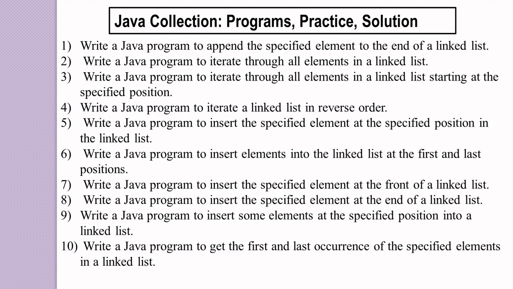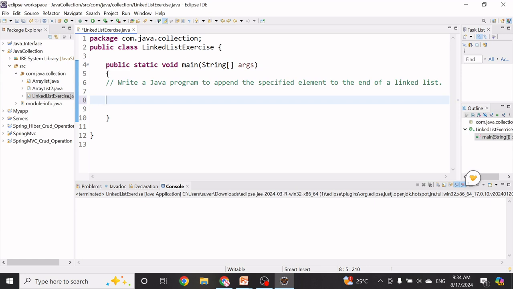Okay, so let's start practicing and solving programs on the linked list. The first Java program is: write a Java program to append the specified element to the end of a linked list. Firstly, I will create an empty linked list. I use the LinkedList implementation class, the generic type is String, and the reference is color. Okay, and create a new empty linked list.